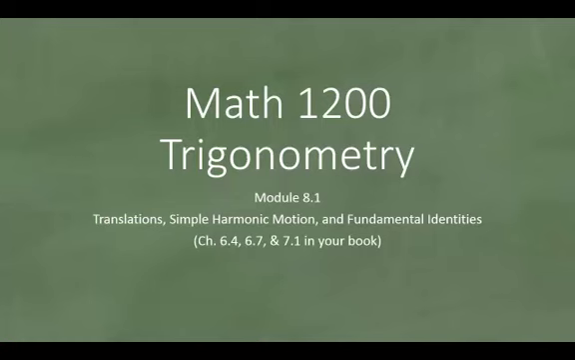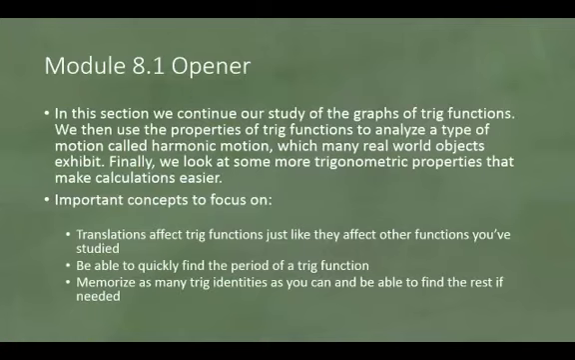Module 8.1, Translations, Simple Harmonic Motion, and Fundamental Identities. Sections 6.4, 6.7, and 7.1 in your book. In this section, we continue our study of the graphs of trig functions, and we're going to use the properties of trig functions to look at a type of motion called harmonic motion, which lots of things in the real world show.